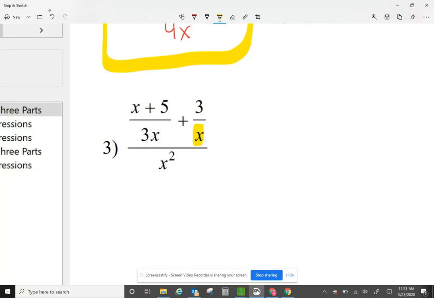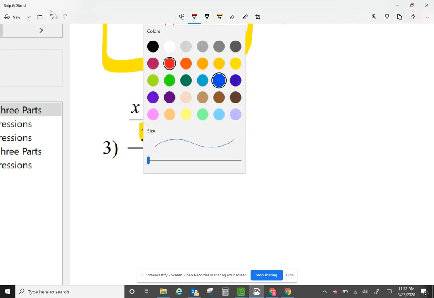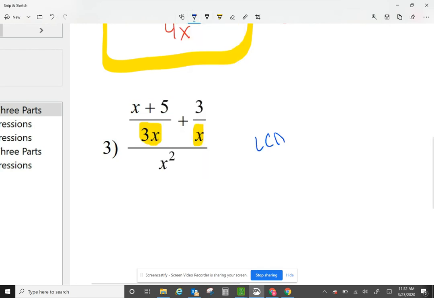Let me take a look at the denominators. There's no denominator at the bottom. That's not a fraction, so I have no denominator. So my least common denominator, remember I was only looking at the denominators, is going to be 3 and x. Notice x, I'm only writing it once. So let me multiply each of these things by 3x, including the bottom. The bottom is not a fraction.